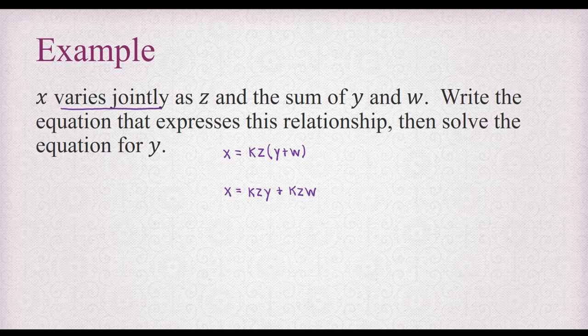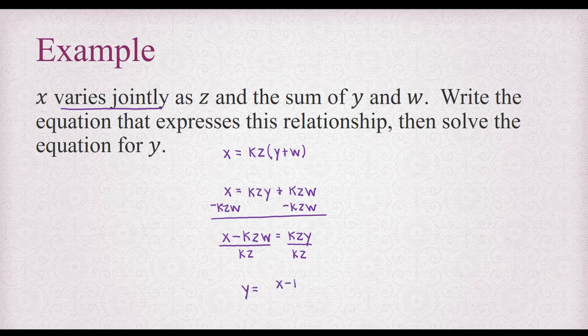If my goal is to solve for y, I need to get y completely by itself. So I'm going to move any terms away that do not have that variable. So I'll subtract that kzw. So we'll have x minus kzw to equal kzy. So then my last step is, okay, everything next to y is being multiplied. So the opposite of that would be division. So I have to divide everything then on the left also by kz. So then we will get the y by itself.